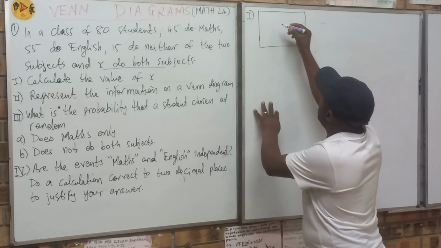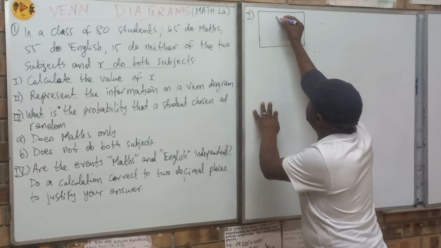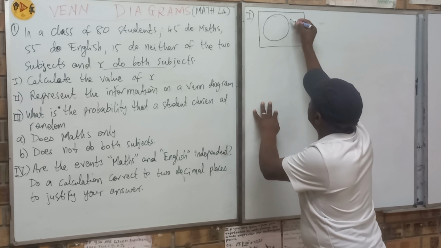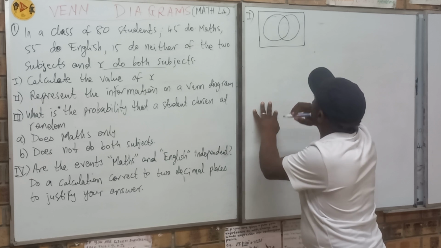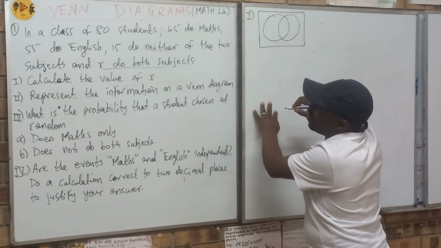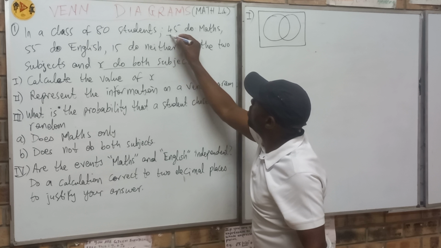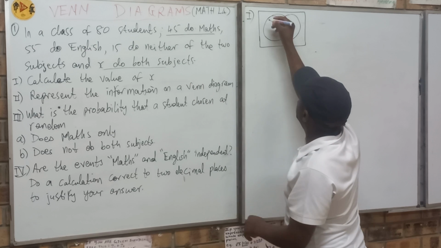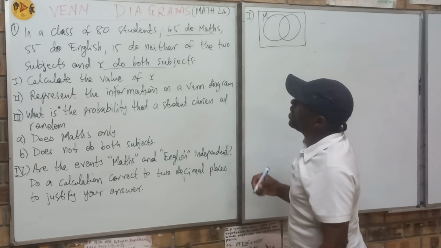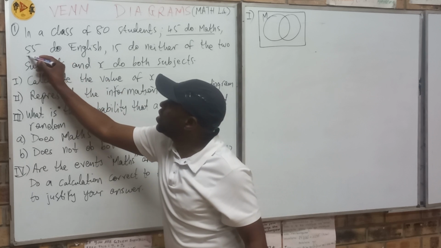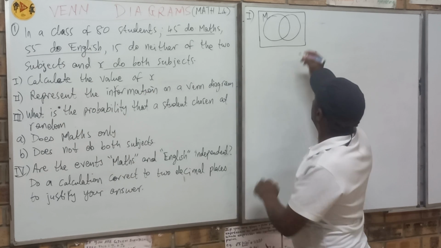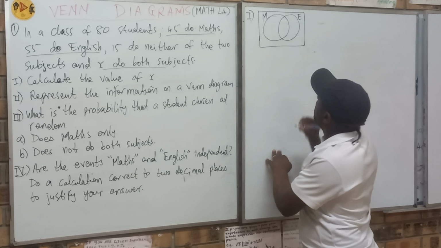So it means in our rectangle, I'm supposed to draw two ovals that overlap one another. So those are my two ovals. I will give them names. Those who do mathematics, we are told they are 45, so I will represent mathematics by capital M. And those who do English are 55. I will represent it by capital E.